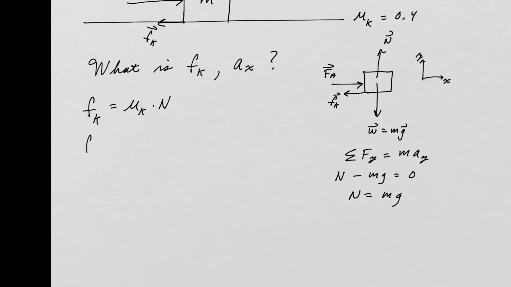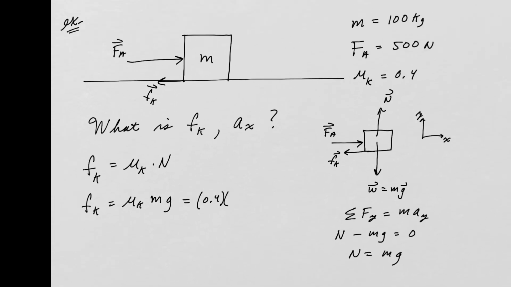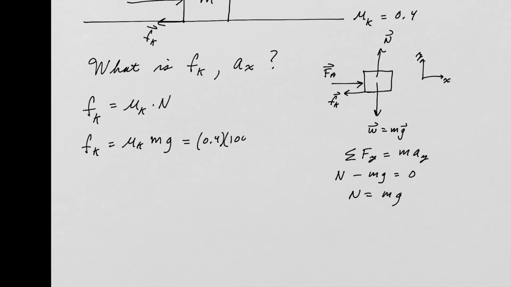So here, for normal force, I can just stick in mg. Okay, so if I plug in my values, this is 0.4 times the mass, which was what? Was 100. And then times 9.8, right, is g. And if you work that out, that turns out to be 392 newtons. So that is my kinetic frictional force acting to the left. That's the magnitude of it.